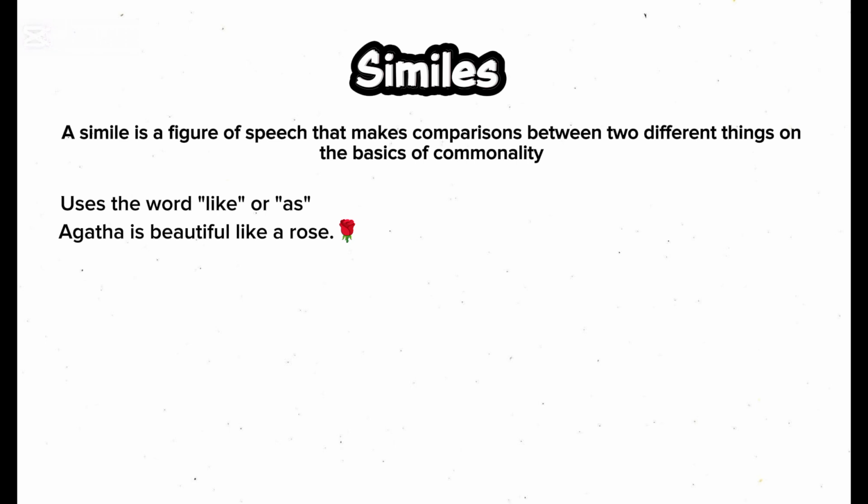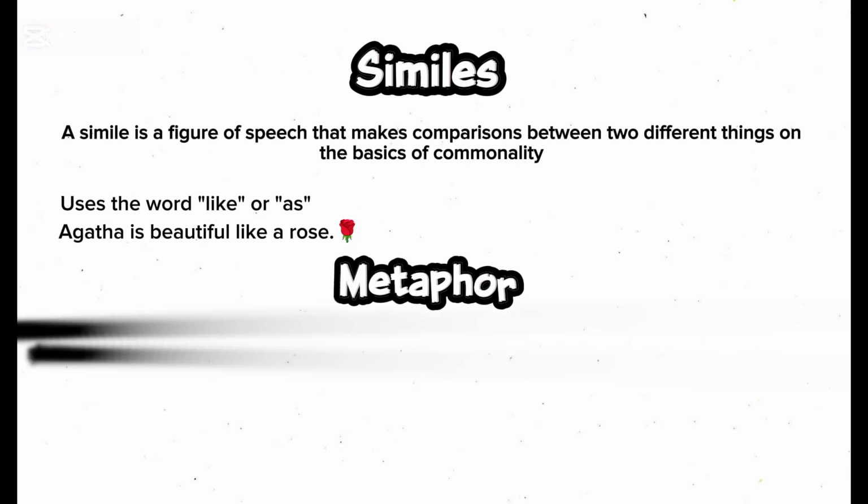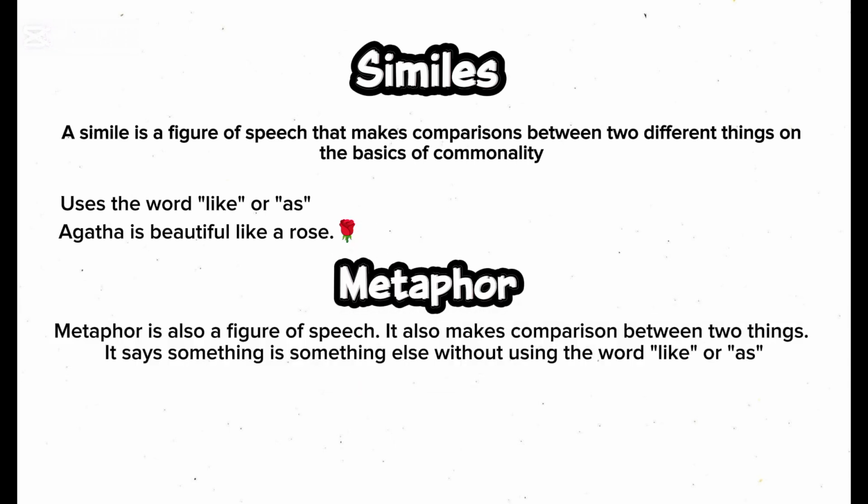On the other hand, if we talk about metaphor, a metaphor is also a figure of speech and it also makes a comparison between two things, but it's a bit different. In a metaphor, it says something is something else without using the word like or as. So in a simile we use like or as, but in a metaphor we don't. In a metaphor we directly compare something. There is a direct comparison between two things, and you are not just comparing, you are saying one thing is another to make it more powerful or imaginative.